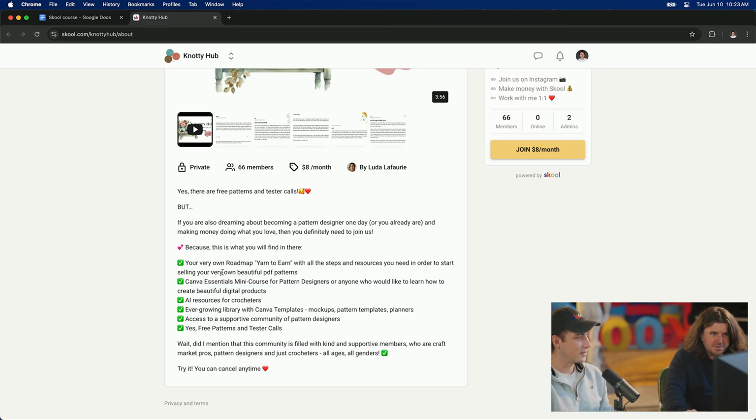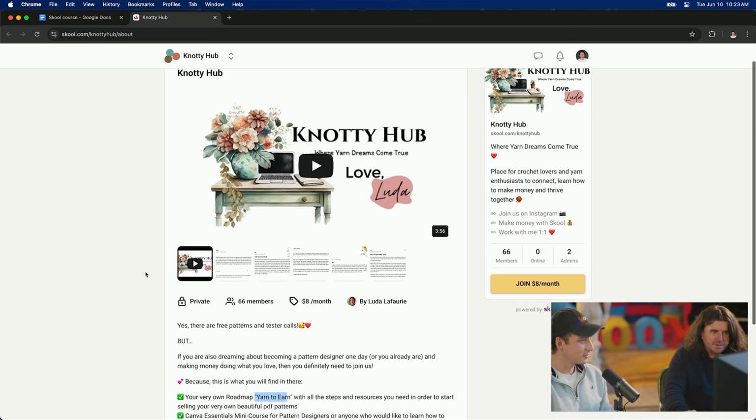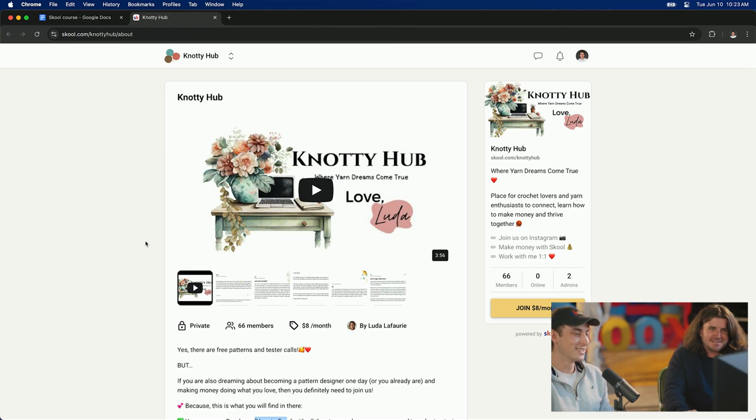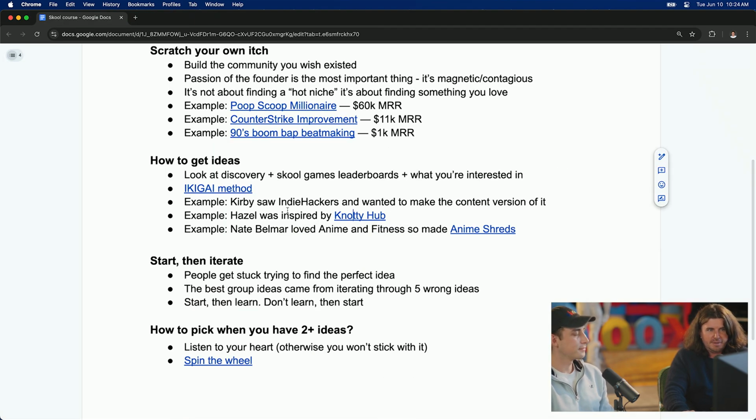So it teaches pattern design. Yeah, something about yarn. I don't even know what this is, but it's something for crochet lovers and yarn enthusiasts. So she saw there was a community on here and thought, well, I also like crochet and I could do my twist on it. Yep. And that inspired her to make her community.